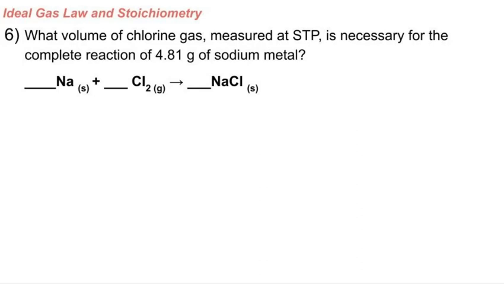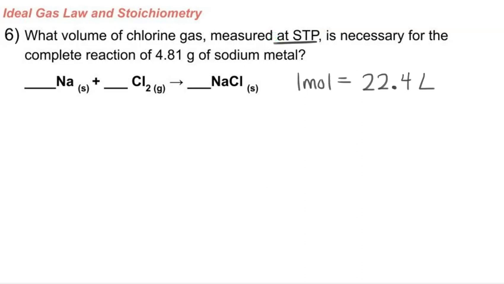Problem 6 asks what volume of chlorine gas measured at STP is necessary for the complete reaction of 4.81 grams of sodium metal. Now we know that at STP, 1 mole of any ideal gas fills 22.4 liters. So we can just use this value instead of having to use the ideal gas law. And that is because our gas is being measured at standard temperature and pressure.